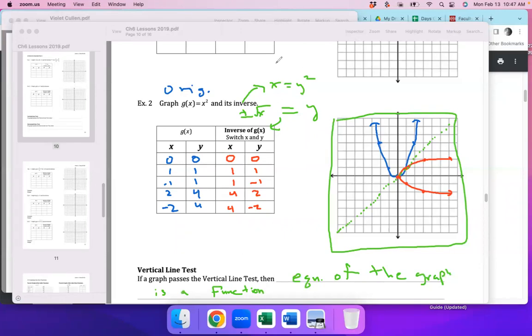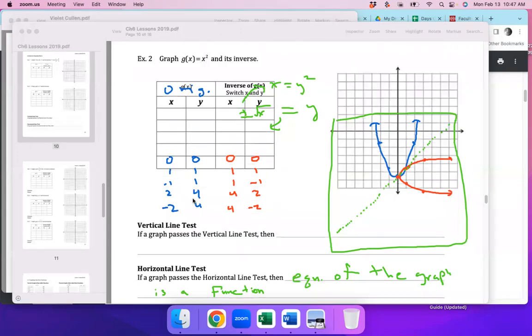So if you look at the blue curve, remember the vertical line test? You draw a bunch of vertical lines, right? So you see how the blue curve is a function, right? Of course, y equals x squared. To be a function, for every input there has to be one output. So every input is unique. For blue. But the red curve is not. The red curve is not.